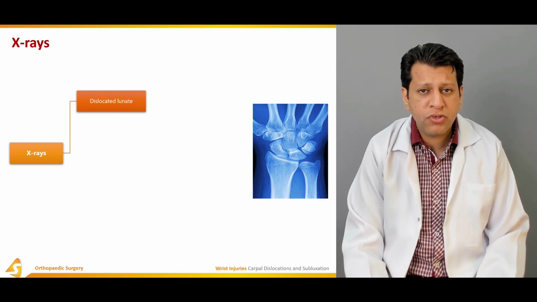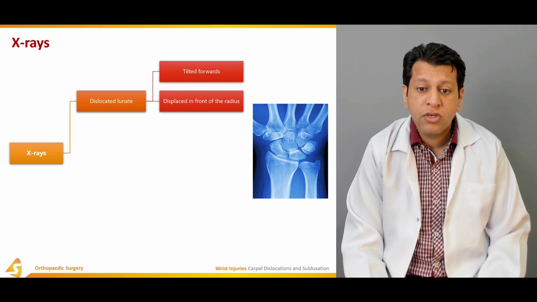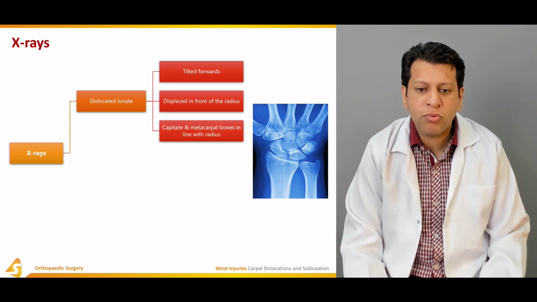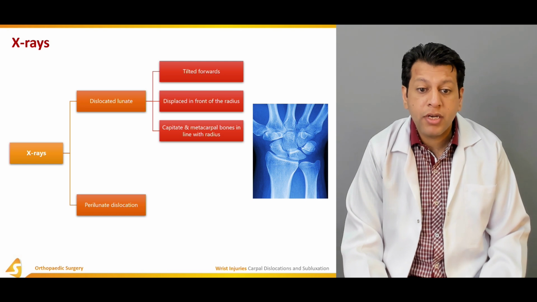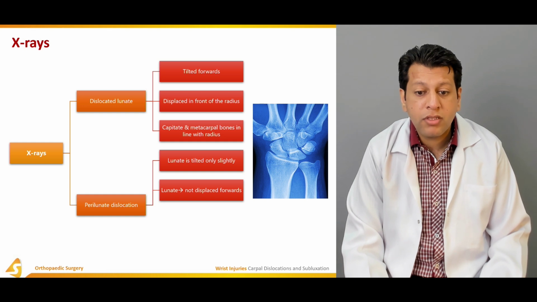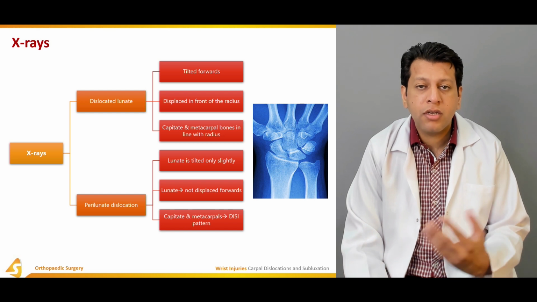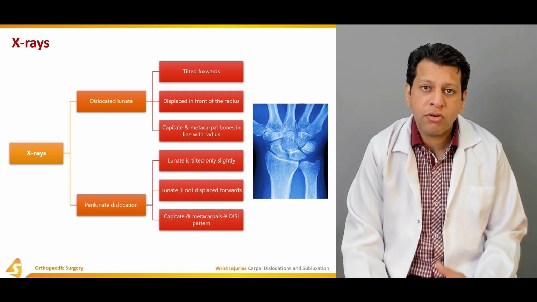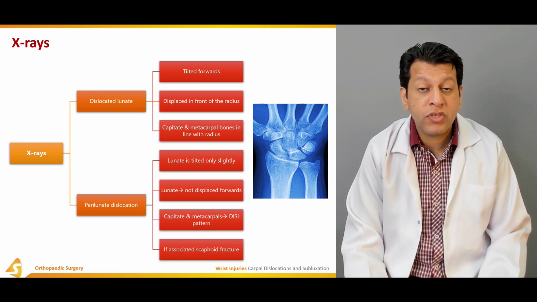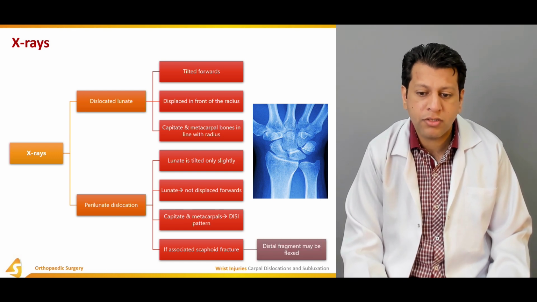Usually X-rays will show a dislocated lunate which tilts forward and is displaced in front of the radius. Now this can go volarly or dorsally, and that is where the capitate or metacarpal bones also lie within the radius. But in case of a perilunate dislocation, the lunate is tilted only slightly, while the lunate is not displaced, but the whole of the other capitate and metacarpals are usually displaced dorsally, causing a dorsal intercalated segmental instability. If associated with scaphoid fracture, it is called a transscaphoid perilunate dislocation.